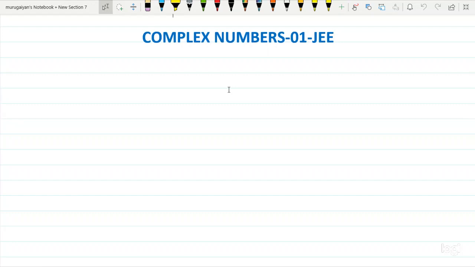So we are going to start today complex numbers, session number 1. This is also one of the most important chapters in mathematics. And first of all, we must know the difference between real numbers and complex numbers. Actually, what is a real number?